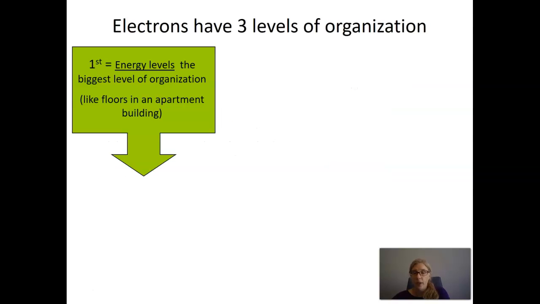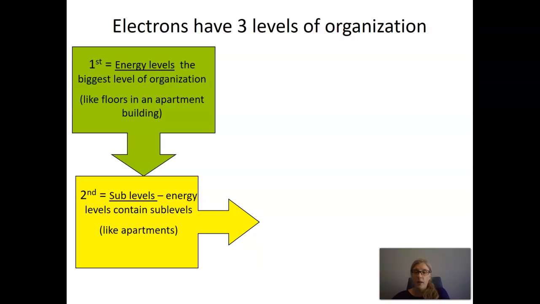So essentially, our electron organization is broken down into several levels. The first, simplest level of organization would be the energy level. You can think of those like the floors of an apartment building. So the electron is on the first floor, or the second floor, or the third floor.